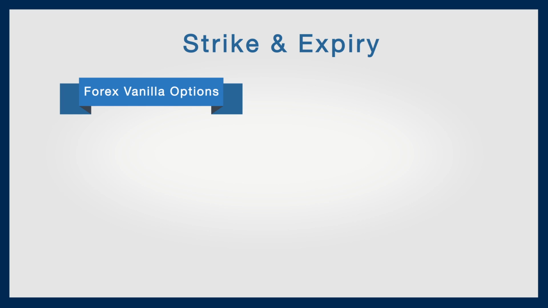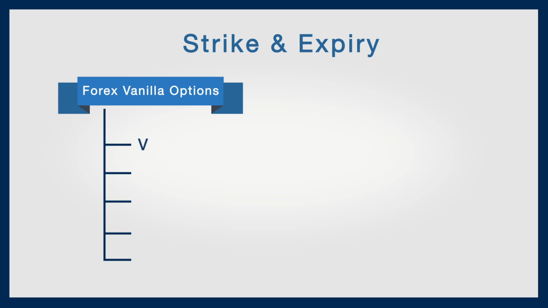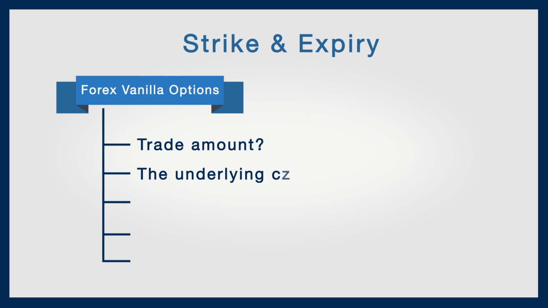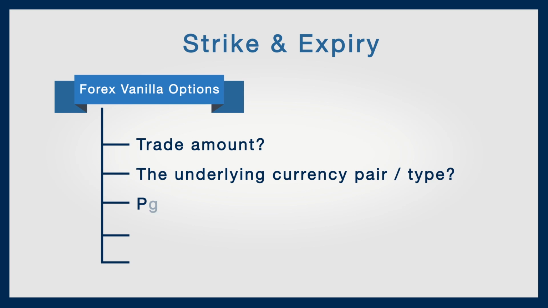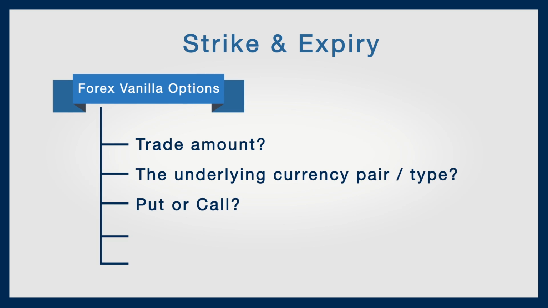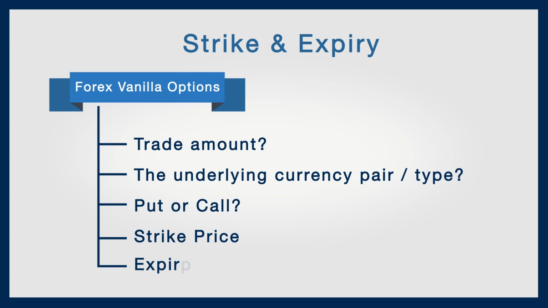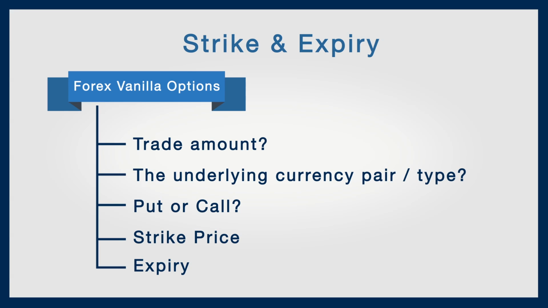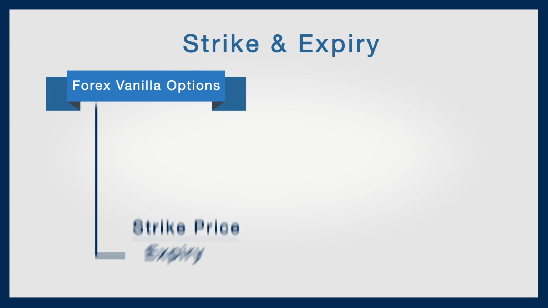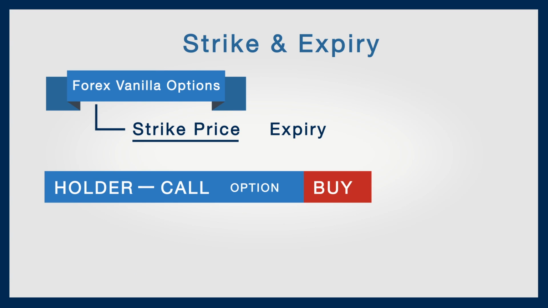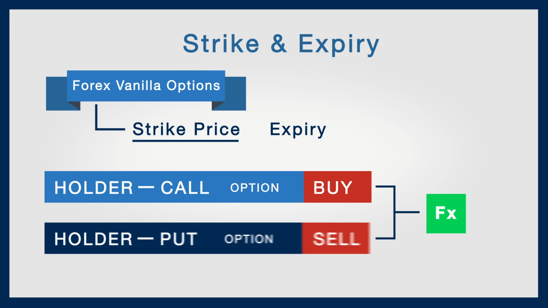Strike and expiry. When entering an option contract, you need to define the following: the trade amount, the underlying currency pair and type, and whether you wish to trade a put or a call. You also need to define a strike price and expiry, in other words, for how long the option should be valid. Strike is the price at which the holder of a call option can buy the underlying Forex pair, or where the holder of a put option can sell the underlying Forex pair at a defined future date.